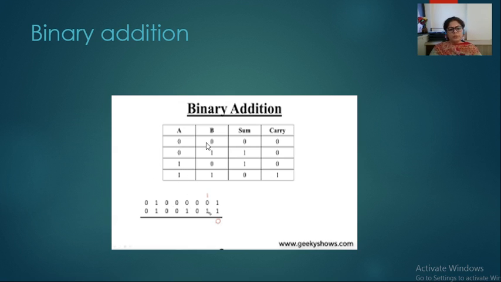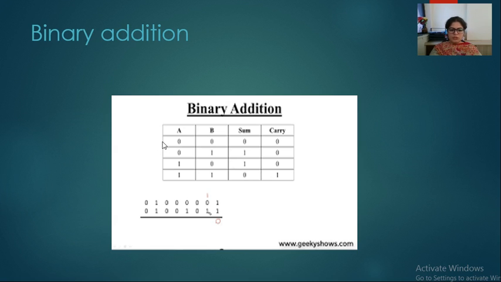And after that we have to consider the next combinations. Look at this example: the first combination is when both the inputs are 0. The first number is 0 and the second number is 0. 0 plus 0. We have to calculate the sum of these two numbers, as well as the carry, if there is a carry. So we have to calculate two things, sum and carry.